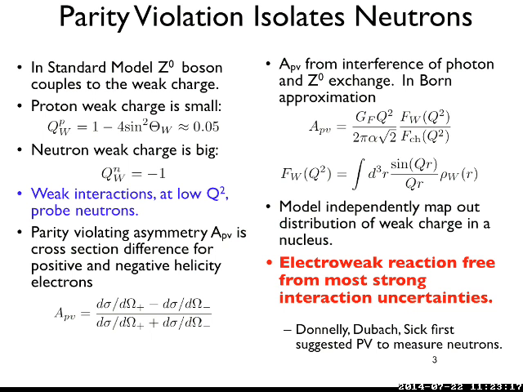So in Born approximation, the weak amplitude is related to this form factor, the Fourier transform of the weak charge density at the momentum transfer of the experiment, so it can, in principle, map out the distribution of weak charges or neutrons in a nucleus. Difficult experiment, but this electroweak reaction is free from most strong interaction uncertainties.